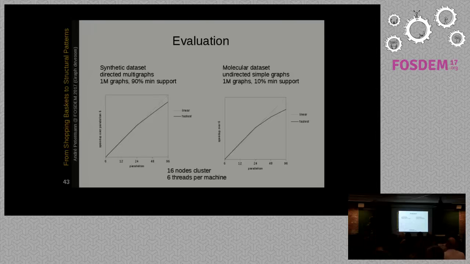So we used this data set and scaled up from 6 to 96 threads, which is roughly the same as 1 to 16 nodes in a cluster. And we see that, especially on this synthetic data set, for which we optimized our algorithm for directed multigraphs, it shows a quite good scale up. And even for the molecular database, it's not bad. It's not linear, but it's still quite good.